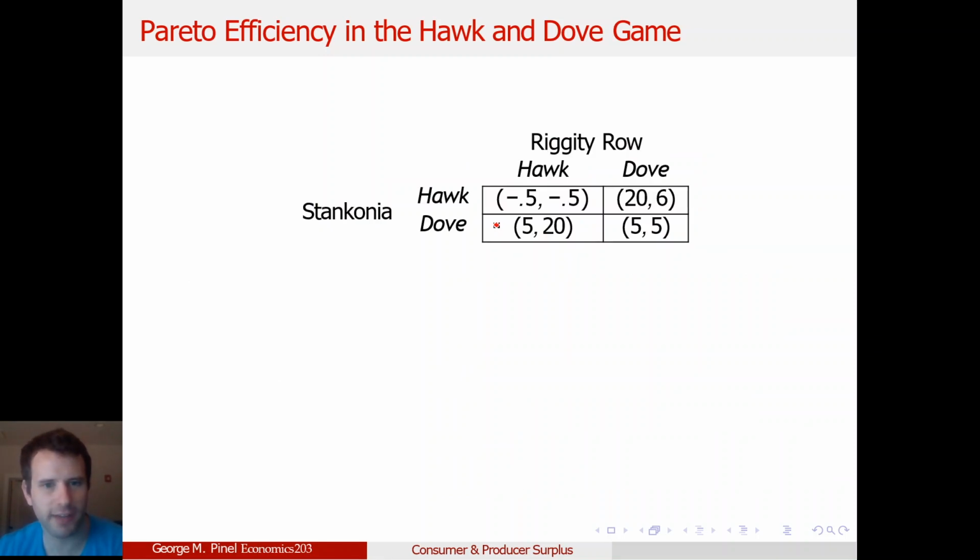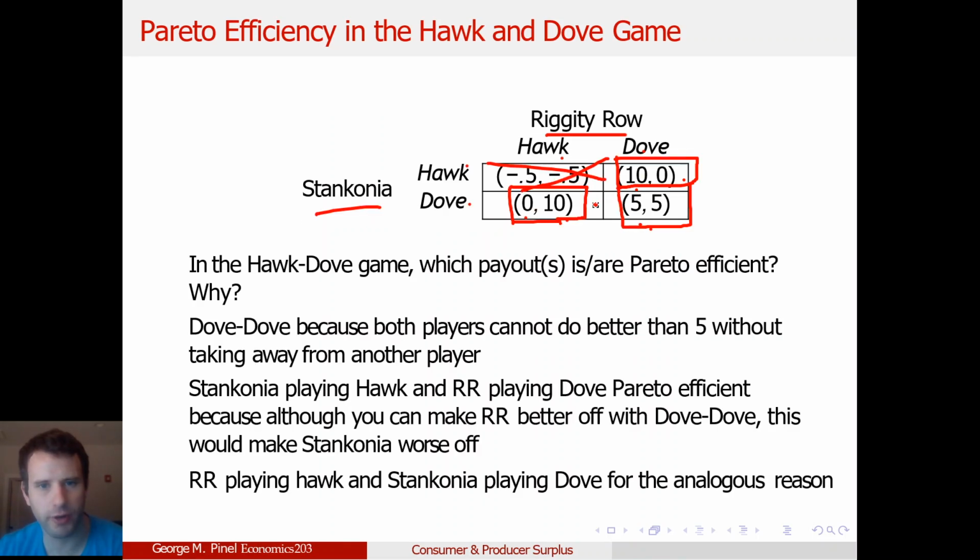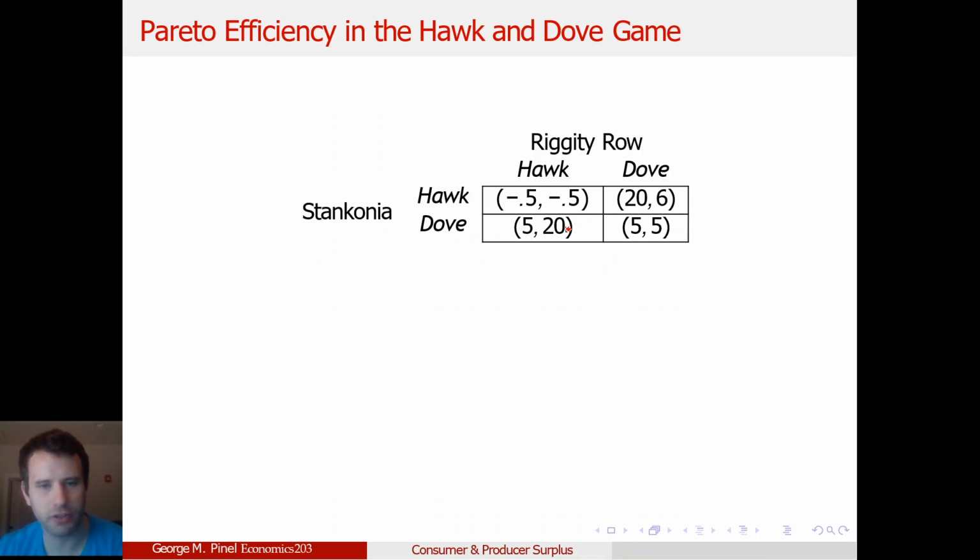Okay. Now I modified the payouts a little bit. Before this was 0, 10, and 10, 0. Now it's 2, 6 and 5, 20. So what's Pareto efficient now? Okay, so this one is still Pareto inefficient because I can make Stankonia better by going from negative 0.5 to 5 without harming Riggedy Row. Riggedy Row increases his utility too.